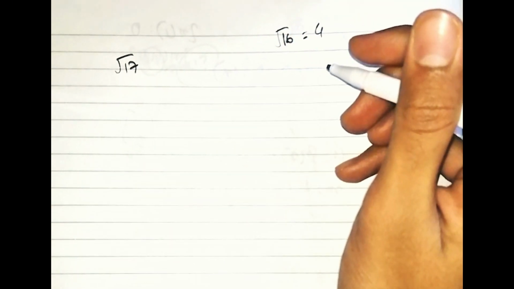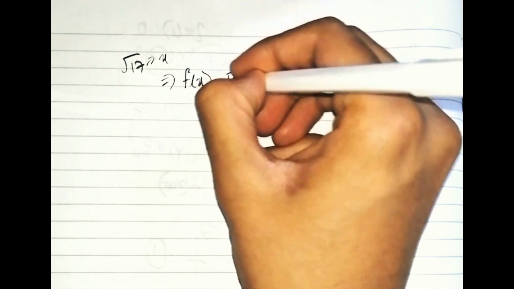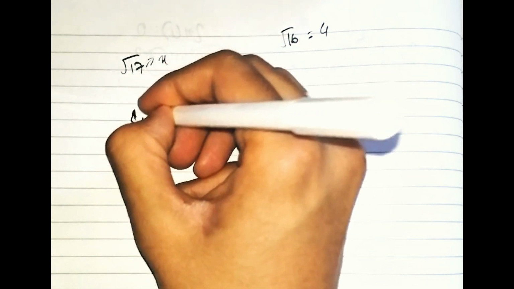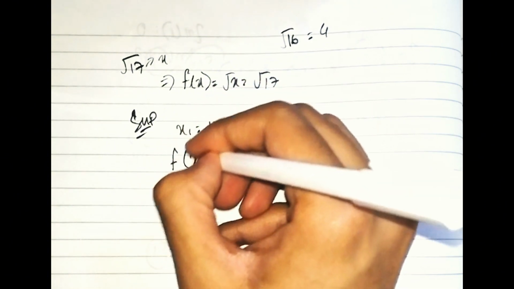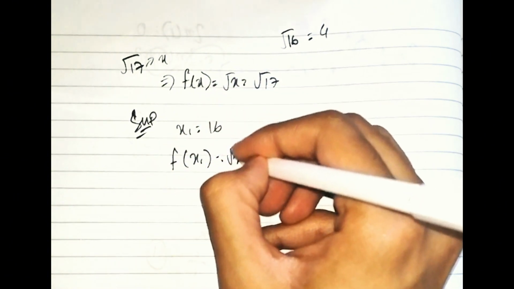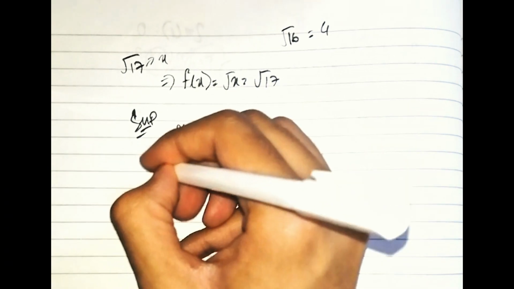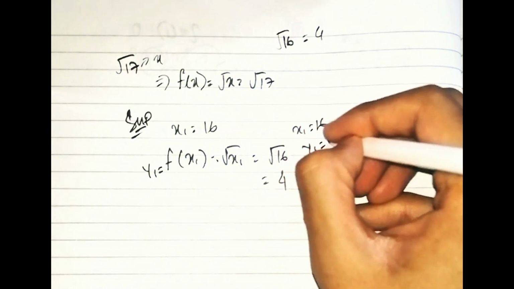So we can use this notion to approximate the value of square root 17. First of all, this would be my x. So f of x will be square root of x, which will be square root of 17. Let's just suppose x1 is 16. So f at x1 will be square root of x1, which will be square root 16, which will of course be 4. So y1 is 4. At x1 16, y1 is actually 4.